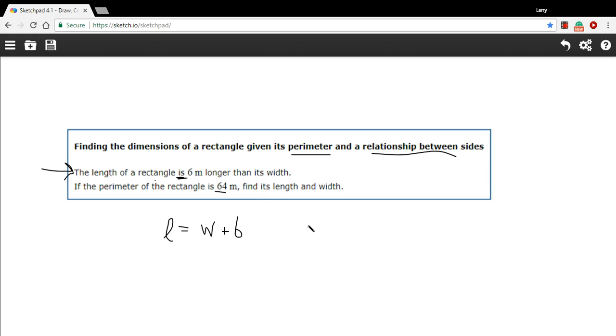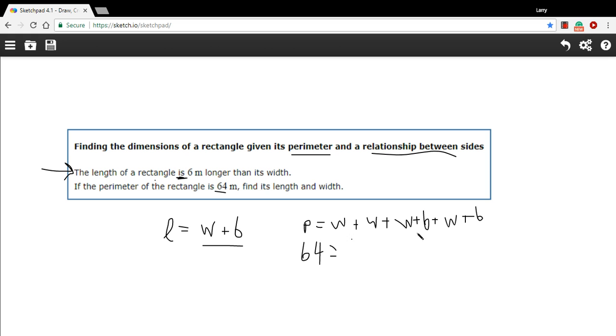Now, the perimeter of a rectangle is the width plus the width plus the length plus the length. And so we could write this as width plus, and now I could put an L plus L here, but we know L equals W plus 6, so I'm just going to put in two of those. So W plus 6, that's a length, plus W plus 6, that's another length. So now we have the perimeter here, two widths, two lengths, and we know the perimeter equals 64, so we can put that in for P.